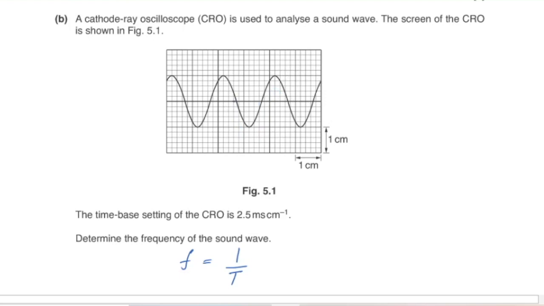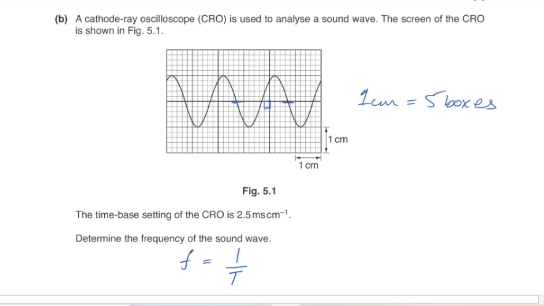Okay, so one complete wave is from here until here. This whole wave in total is covering 10 small square boxes. By small square boxes, I mean these small square boxes. And 1 centimeter, you can see that it comprises 5 small square boxes. So 1 centimeter is equal to 5 boxes.